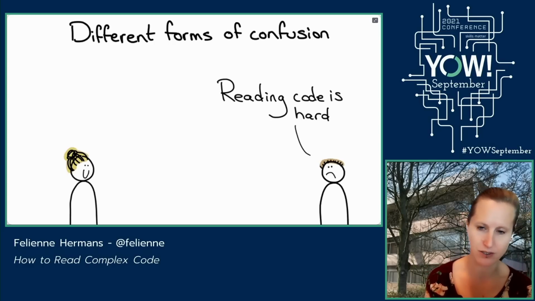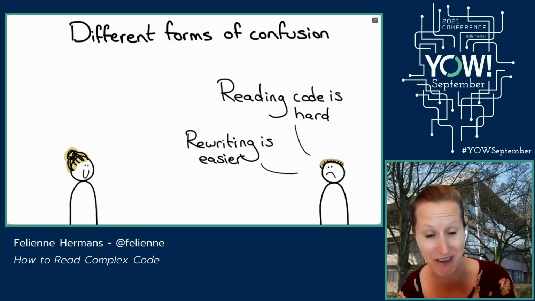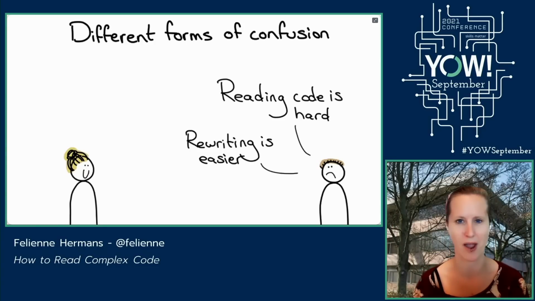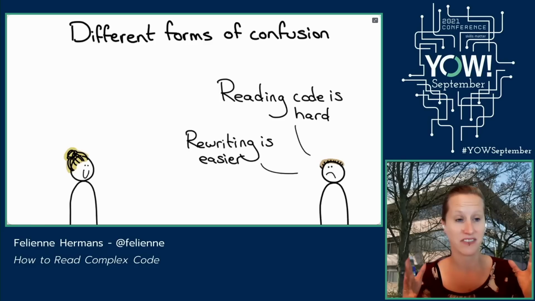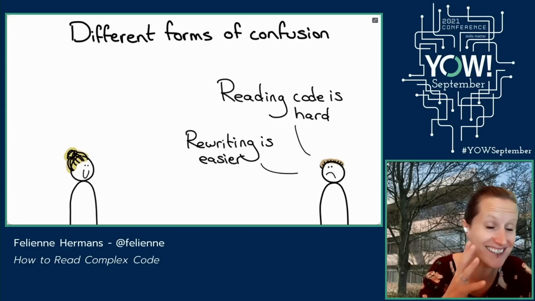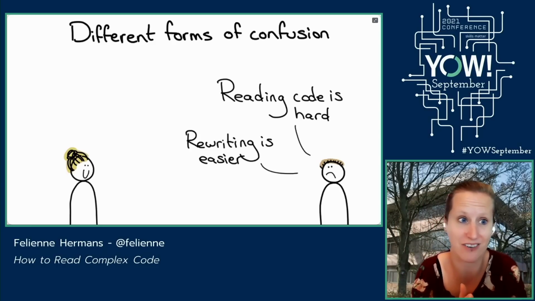reading code is hard. It's so confusing. It's easier if I just rewrite this stuff myself, which is such a waste of effort and time because you don't know how to read code. You're just like, well, writing is easier. And I'm like, but this is because you've practiced writing code for 20 years and you never practice reading code. So of course, writing code is easier, right?